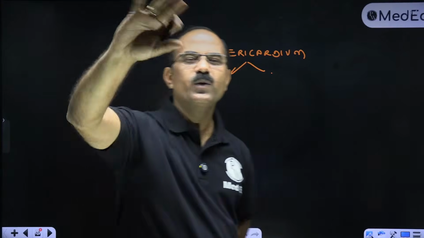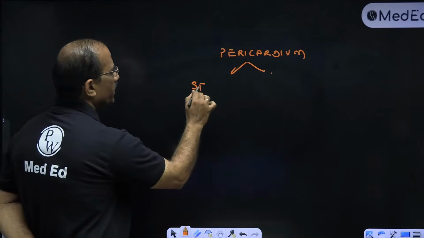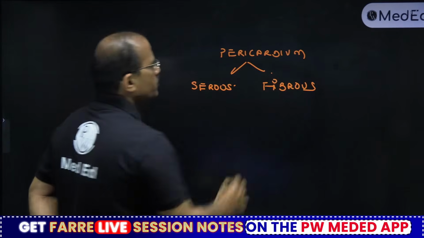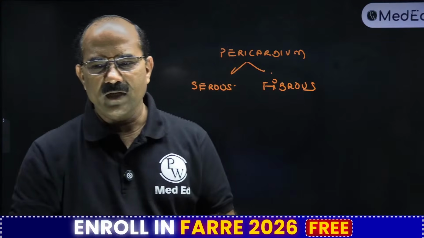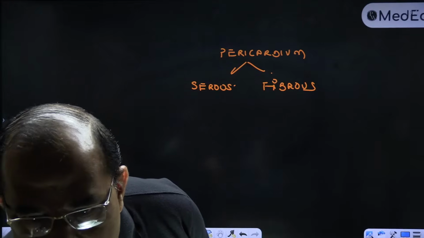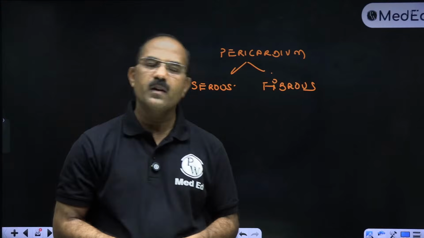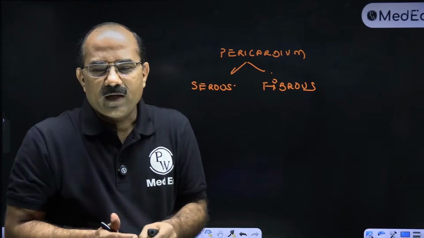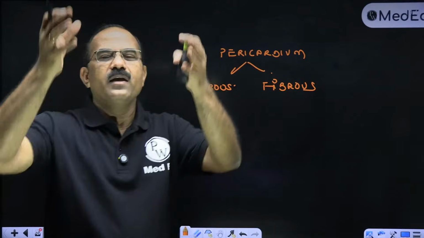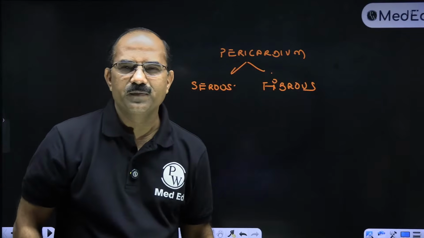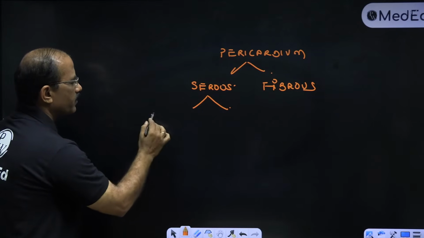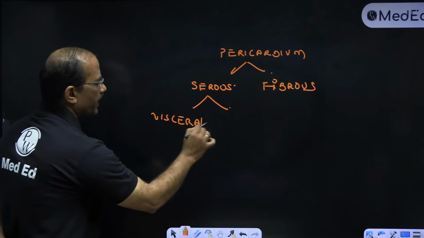9 o'clock. So one is serous pericardium and one is fibrous pericardium. Okay, so the pericardium is of two types: serous pericardium and fibrous pericardium. Fine. Now, what is the fibrous pericardium? The fibrous pericardium just covers; the heart is first covered by the serous pericardium, and then the heart is put in the fibrous pericardium. Fine. Now the serous pericardium has two layers, visceral layer and parietal layer.